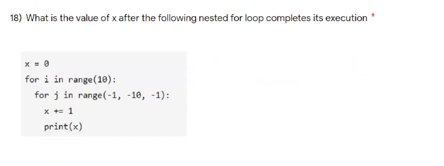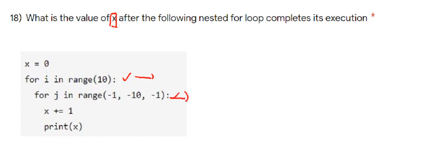So the next question is, what is the value of x after the following nested for loop completes its execution? What is being asked is, what is the final value of x after executing these two for loops? Here two for loops are given. Now we have to know how many times these for loops will be executed.